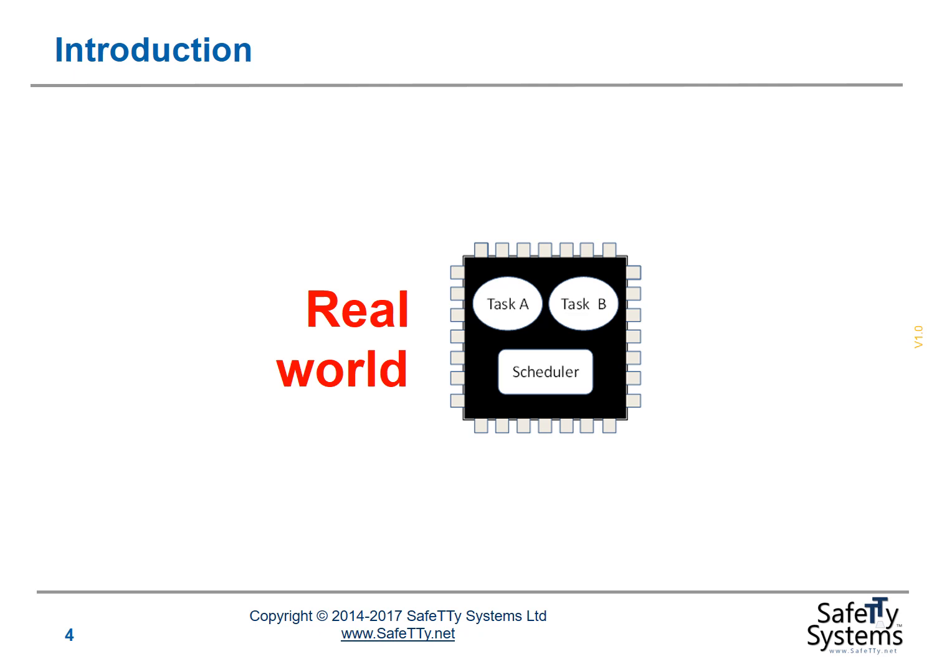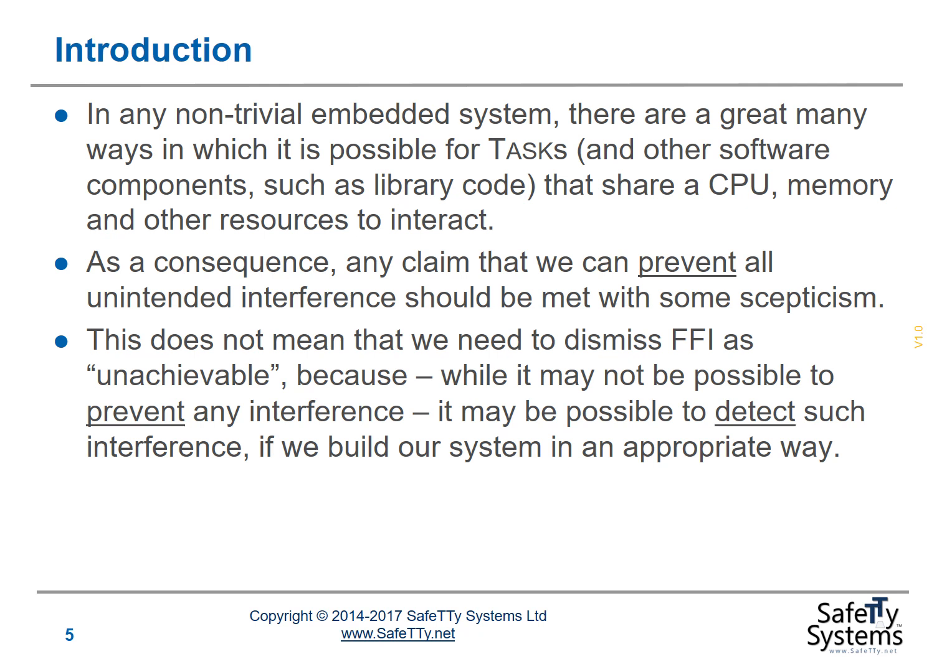Instead, in the real world, we have a situation that looks a little more like this. We typically have a single processor, and multiple tasks running on that processor supported by a single scheduler. This situation is a little more challenging to work with. In any non-trivial embedded system, there are a great many ways in which tasks and other software components, such as a code library, that share the CPU, memory and other resources can interact. So these various software components can interact if we're not careful.